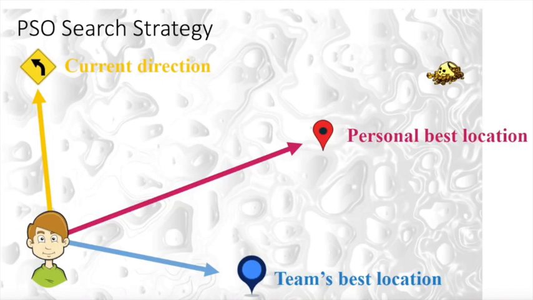So essentially, these three pieces of information are shown with the help of these three arrows. The arrows represent three different solutions, but each individual or particle, as we call it in PSO, will combine them to decide where that particle moves next.